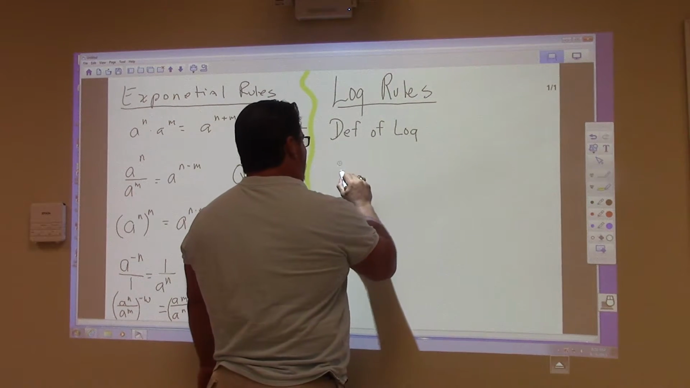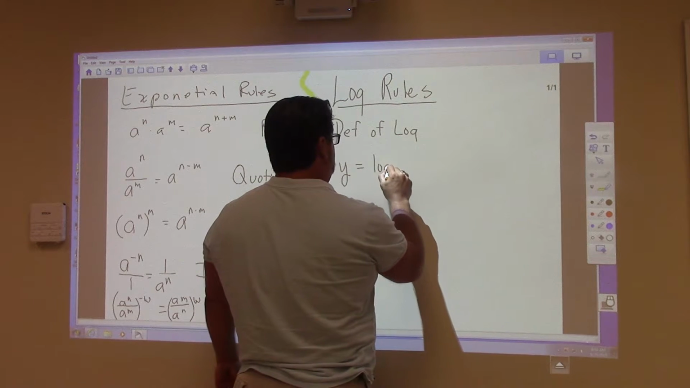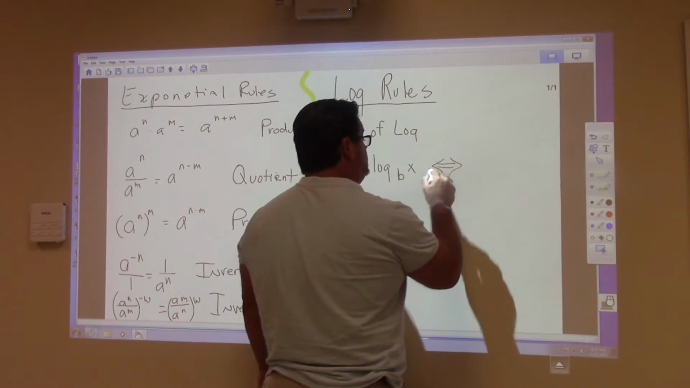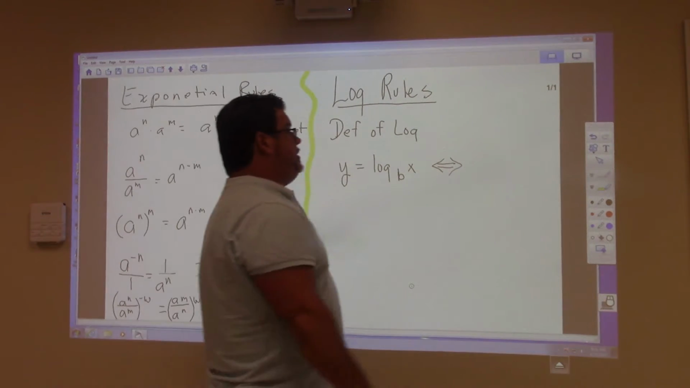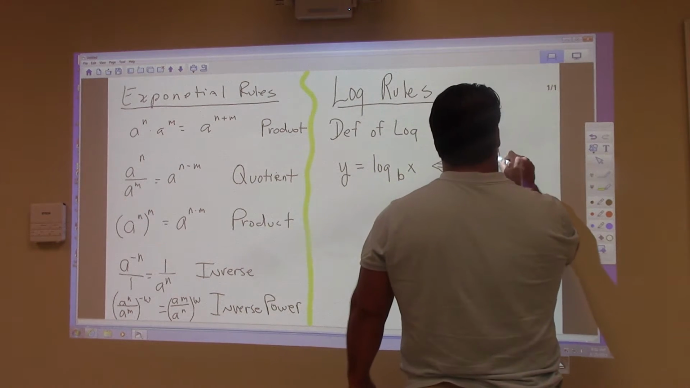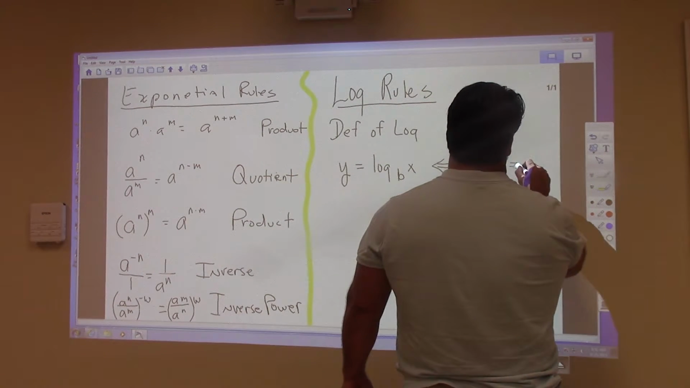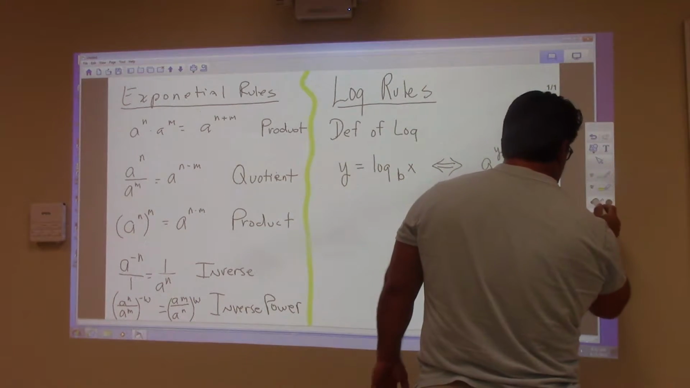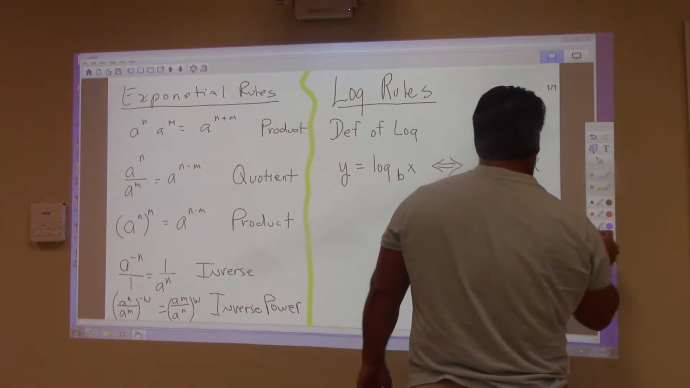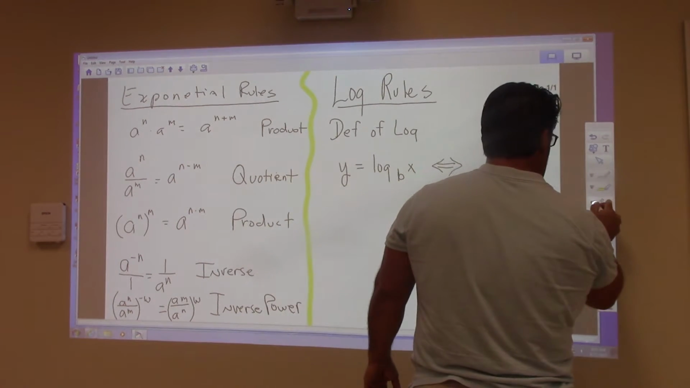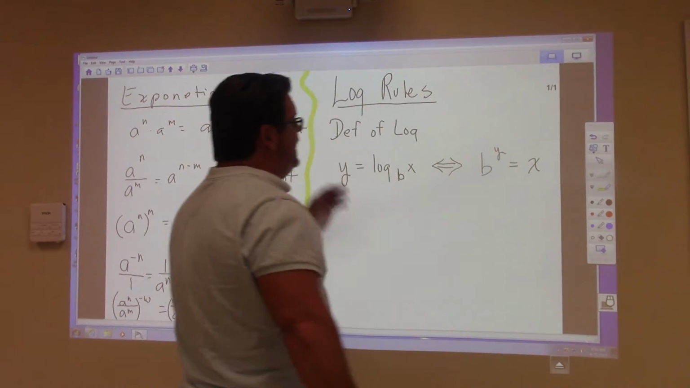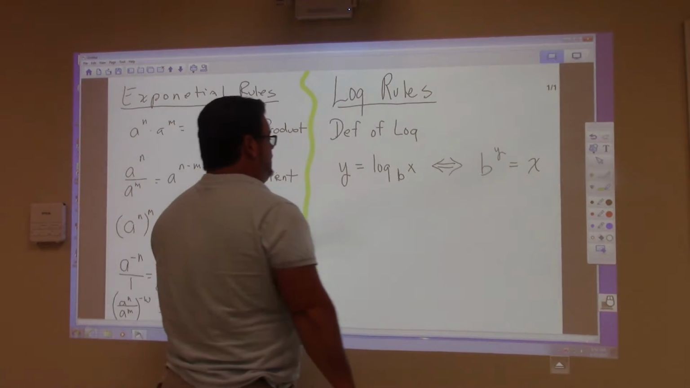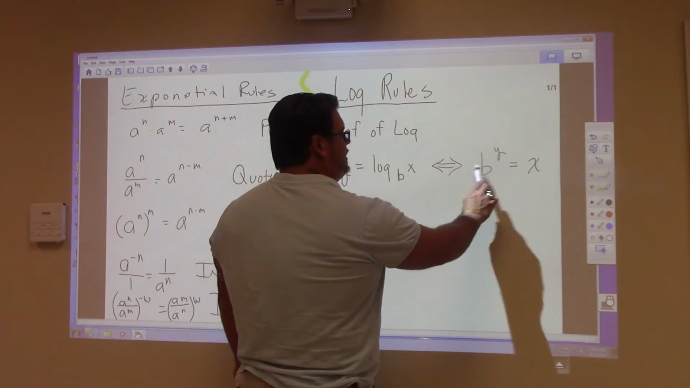And that's where you have y is equal to log base b of x. Draw your little yield symbol there. And that's going to be equal to b to the y is equal to x. Sometimes they put a, sometimes they put b. b to the y is equal to x. That's the definition of a logarithm. In other words, if you have something written like this, you can write it as an exponent.